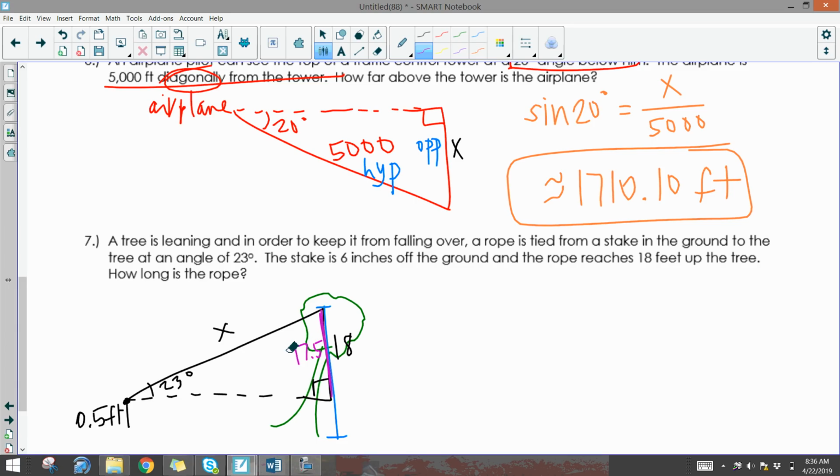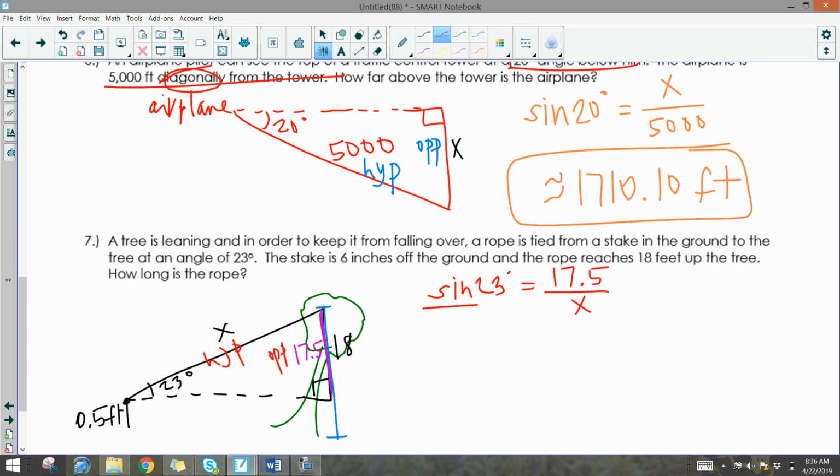And then it says how long is the rope? Well, obviously this is our rope. So that's what we're looking for. So this is opposite. This is hypotenuse. So again, we're using sine. We have sine of 23 degrees. Oh my gosh. I hope you can read that. I'm sorry. Is 17.5 divided by x.